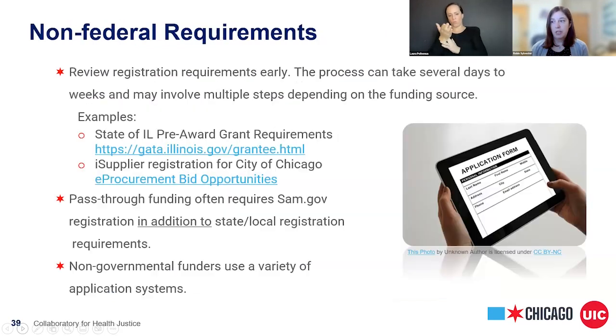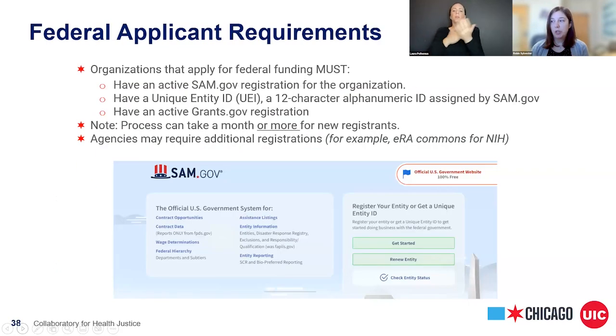Some federal agencies may require additional registrations or accounts on top of the SAM.gov registration. As an example, NIH requires registration in their ERA Commons. In order to get the ERA Commons registration, you have to have the SAM.gov registration first. So the takeaway here is that if you plan to apply for federal funding, these items need to be addressed in advance and not at the time of the application.